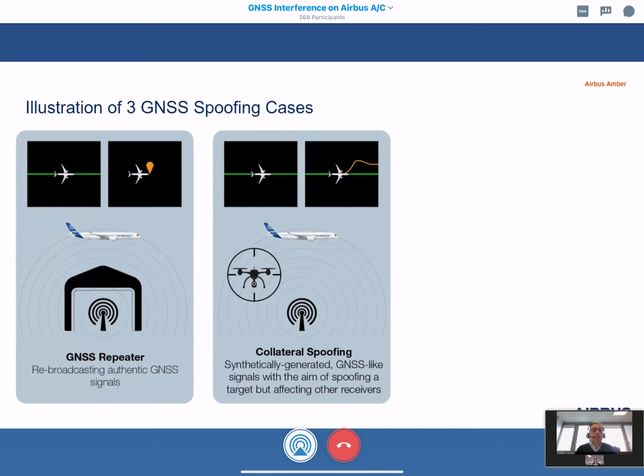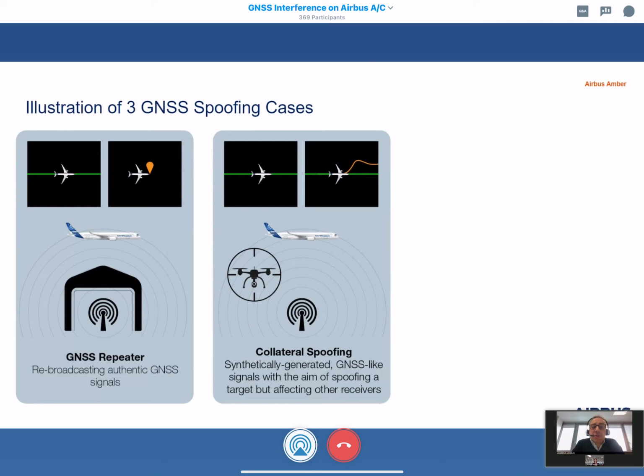The second case is what we call collateral spoofing. Basically, the idea is to generate a spoofing emission with a synthetically generated GNSS-like signal, but the objective is to spoof a given target without affecting the other receivers. So this is the kind of spoofing we are often seeing now, that we believe we are seeing close to conflict zones, where the local army, the local government or organization are generating this signal to protect sensitive sites.